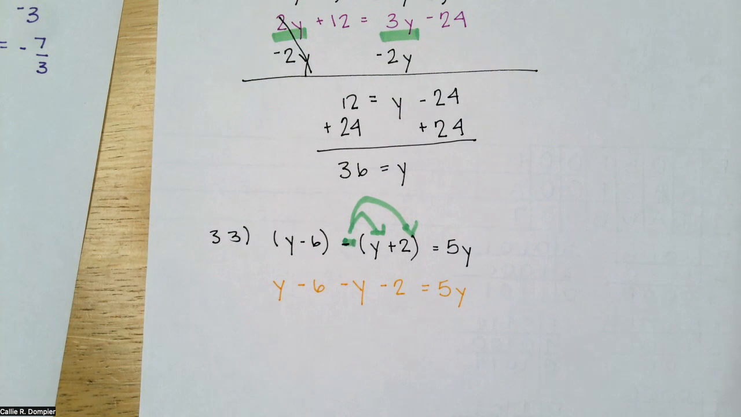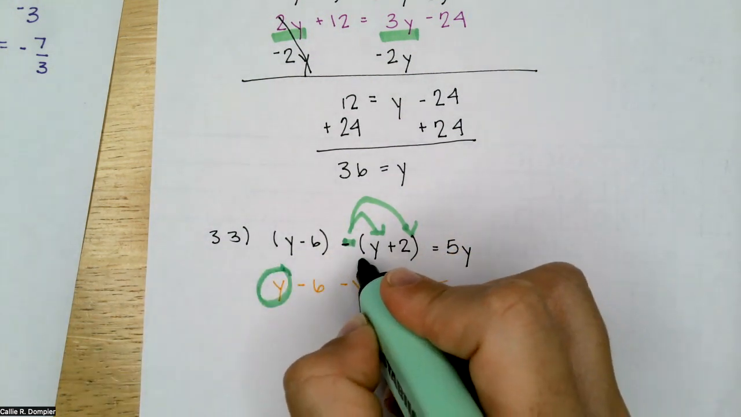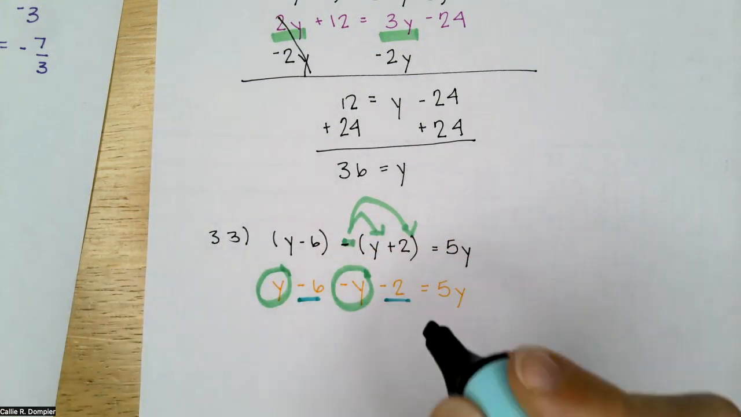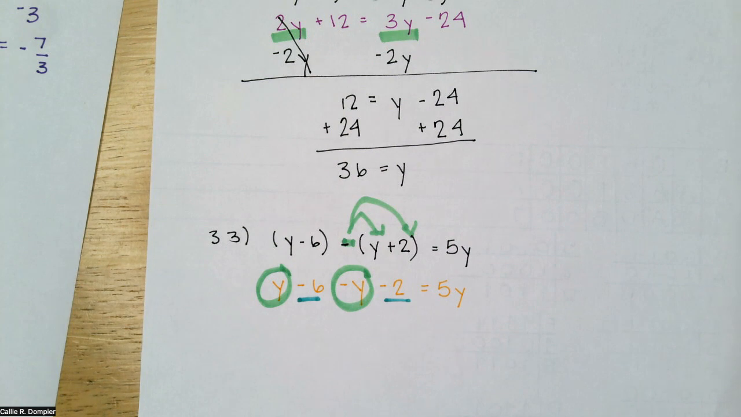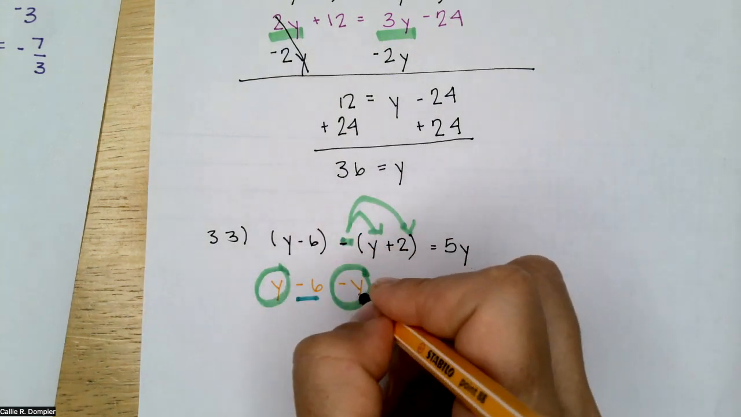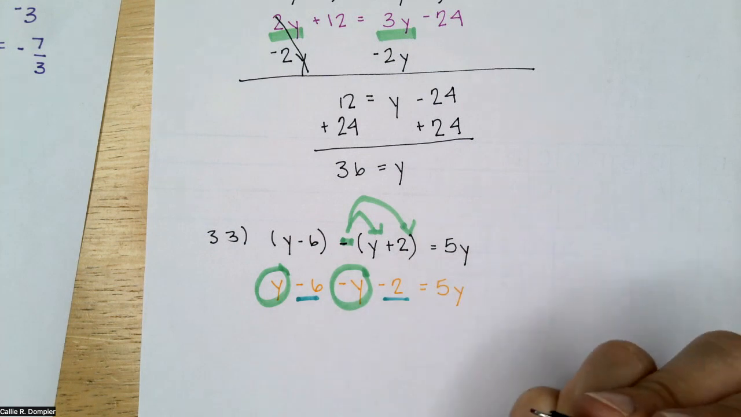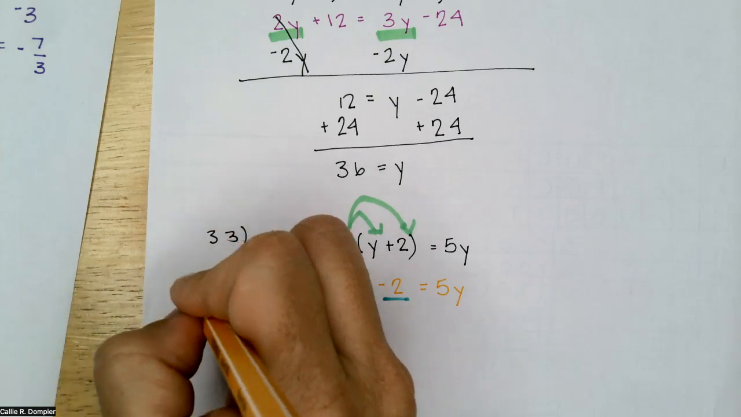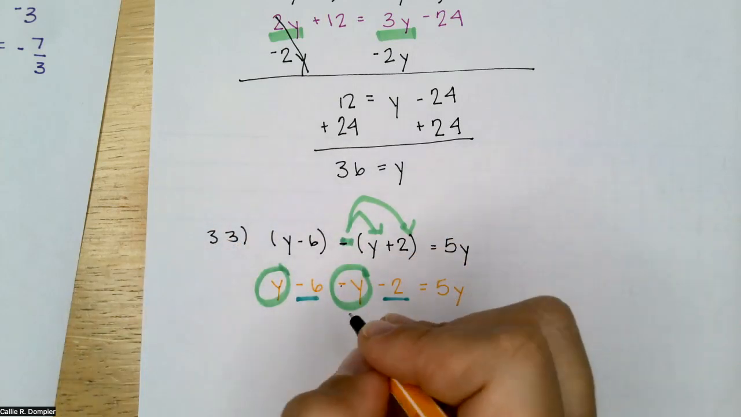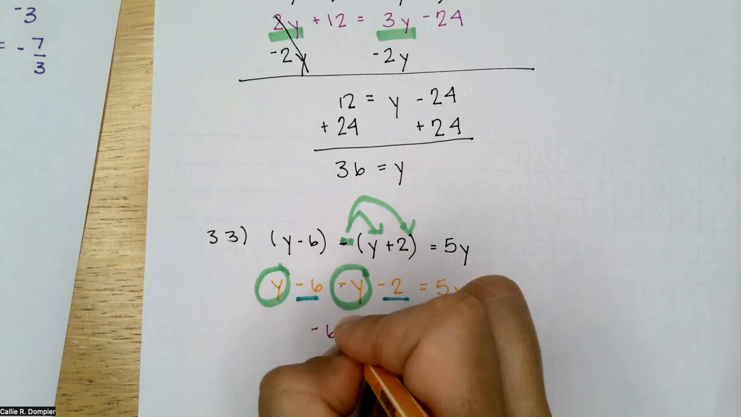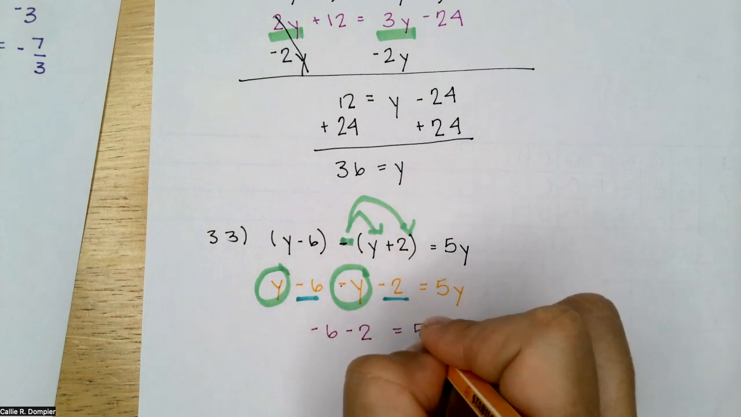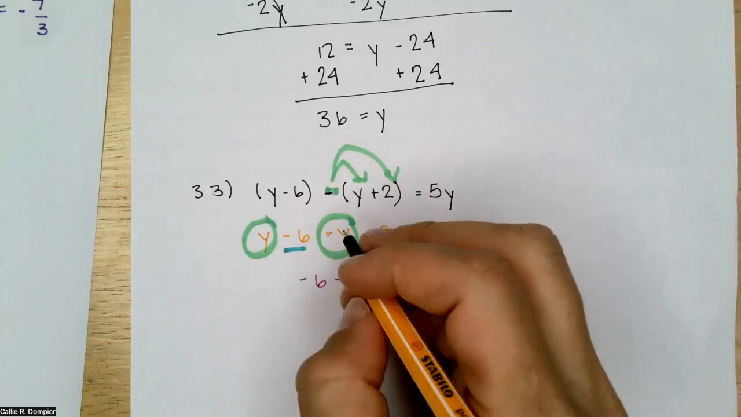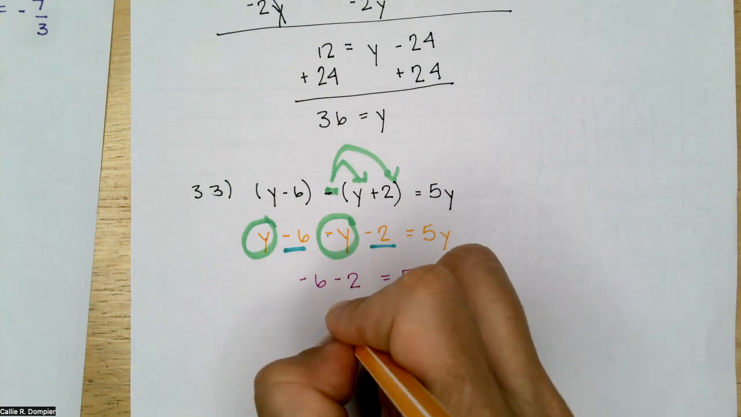Good. Now let's combine like terms. The y goes with the negative y. The -6 goes with the -2. Okay. y minus y is 0y, so it cancels. I have a y, I take away a y, I have nothing. And then -6 minus 2. They're both negative, so I combine them. 6 plus 2 is 8, but they're both negative, so it's a -8.